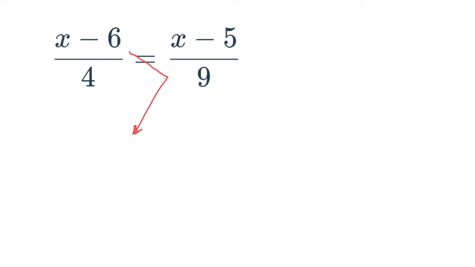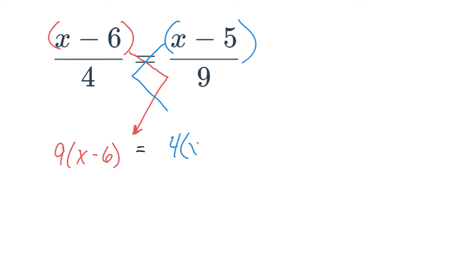Save yourself some mistakes and put these binomials in parentheses. Keep you from making a few mistakes. So in this case, we would have 9 times (x minus 6) equal to 4 times (x minus 5). So we are going to distribute in. Now it's just a linear equation, by the way. We distribute in here, and this would be 9x minus 54 equal to 4x minus 20.